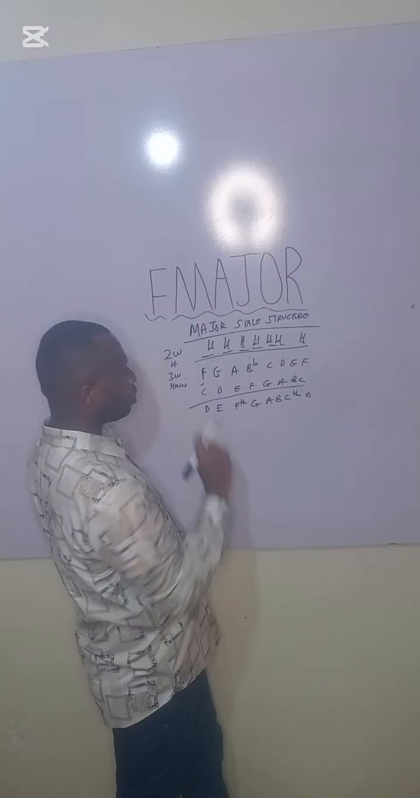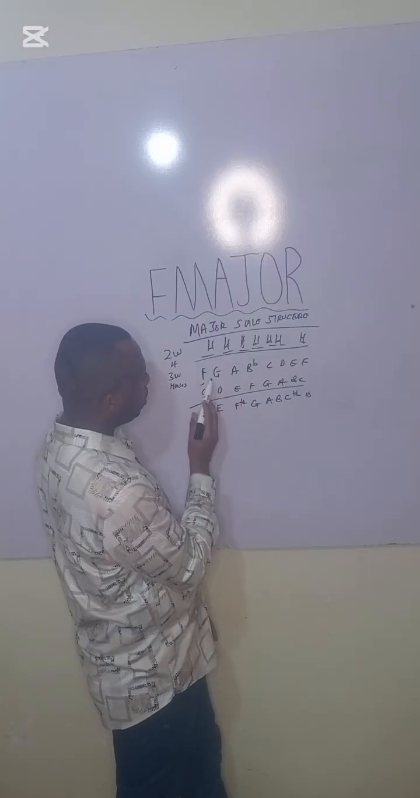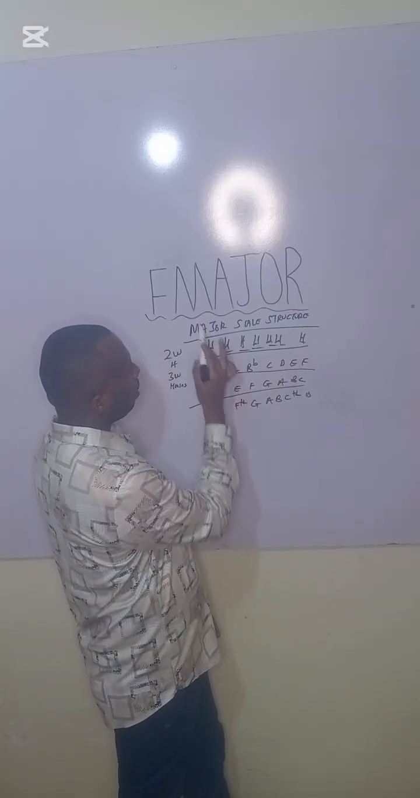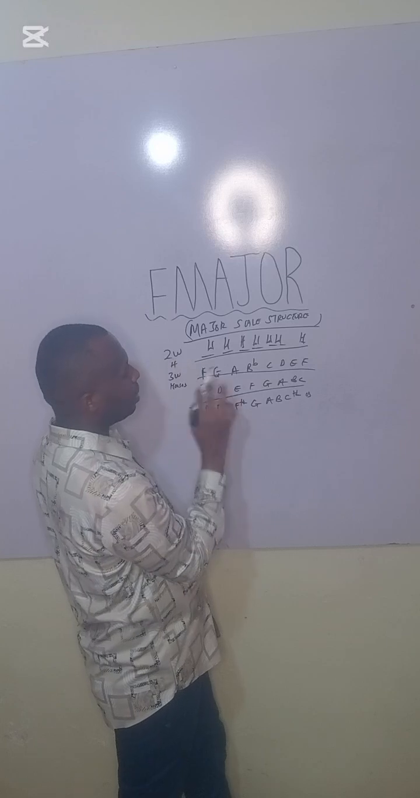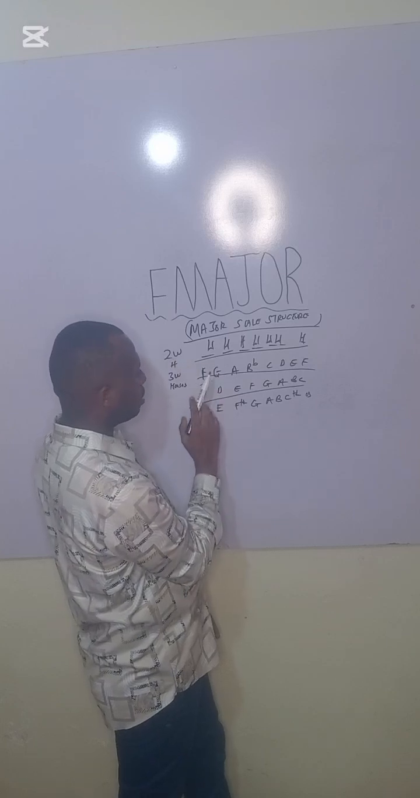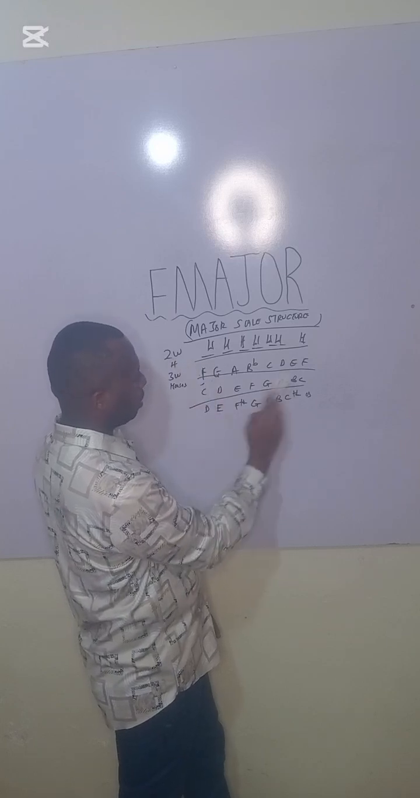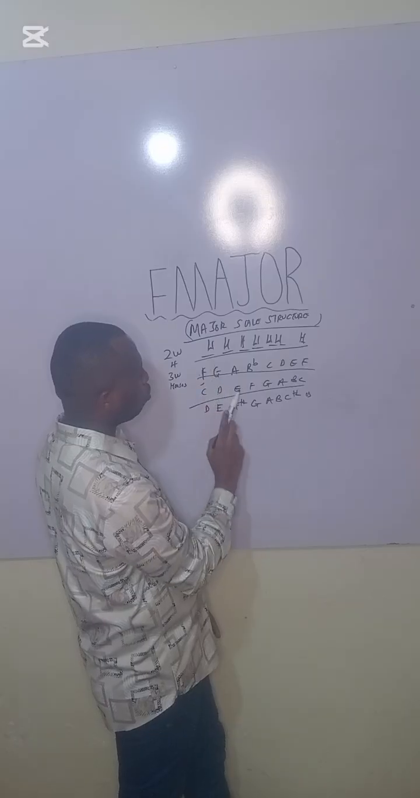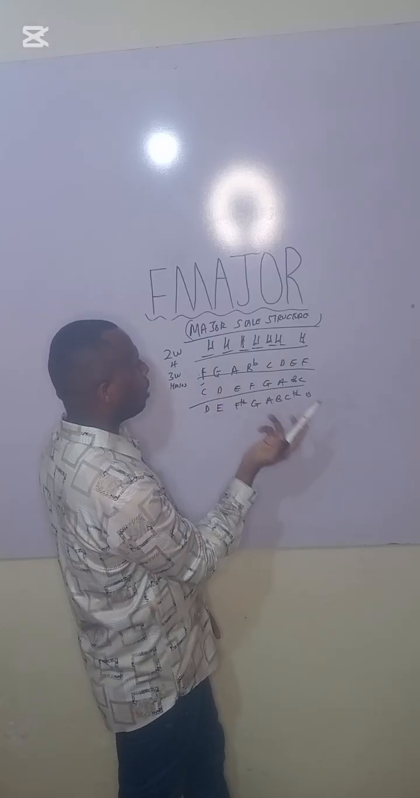So guys, every scale, as you can see, for the F major, every major scale follows a major scale structure. For example, for the F major, we can see from F to G is a whole step. From C to D, whole step, D to E, whole step, E to F, whole step, half step.